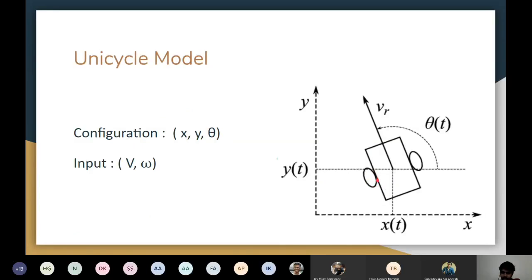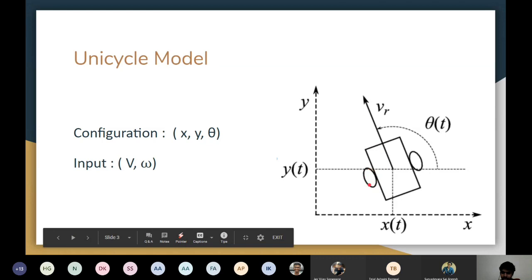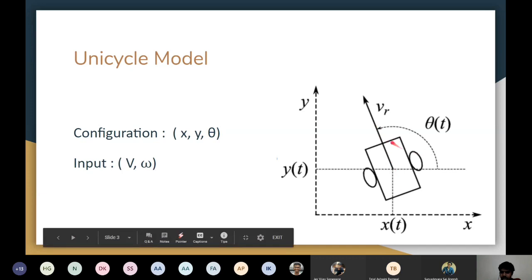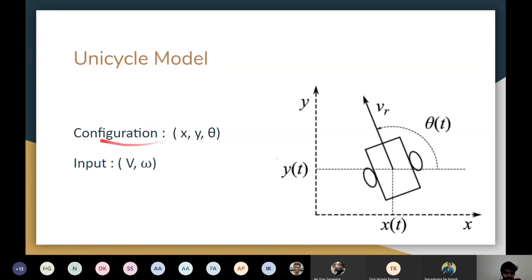In the unicycle model, what we have is there'll be two wheels, each having independent control, VL and VR. Now, varying VL and VR, you can navigate the bot with a particular linear velocity and angular velocity. Now, why I've stated here configuration, here configuration means the position or the state of the bot at any given instant of time.